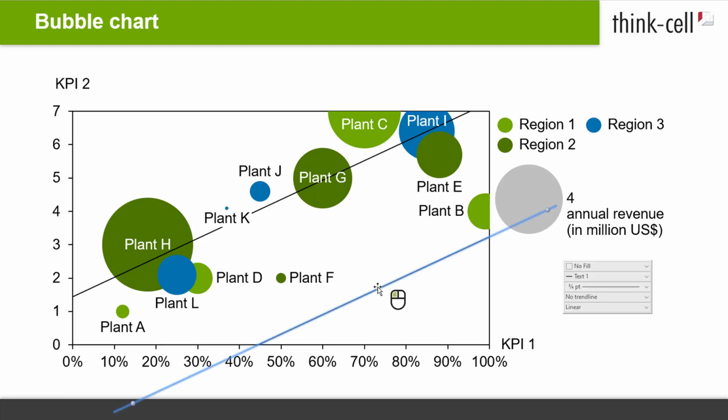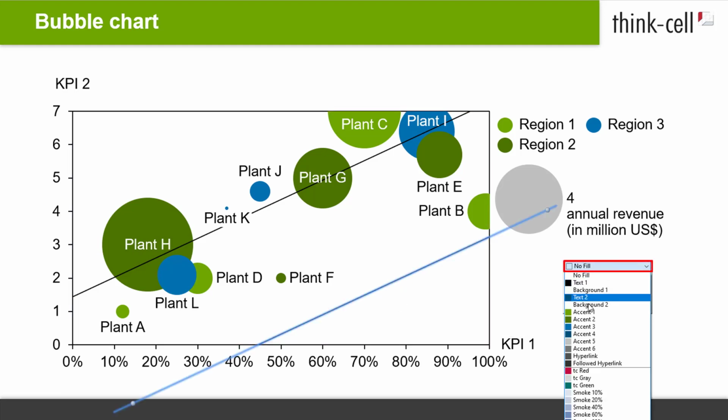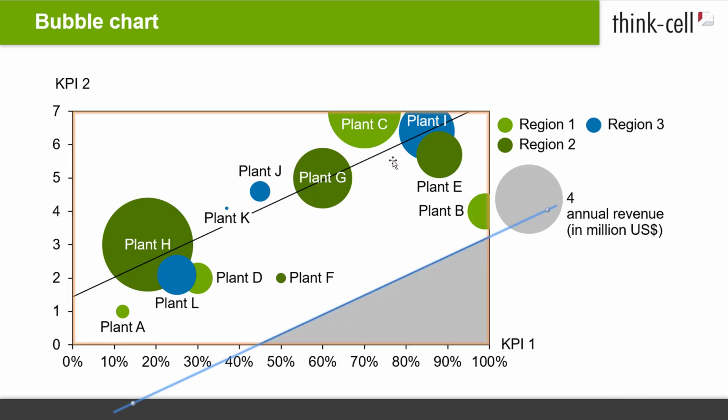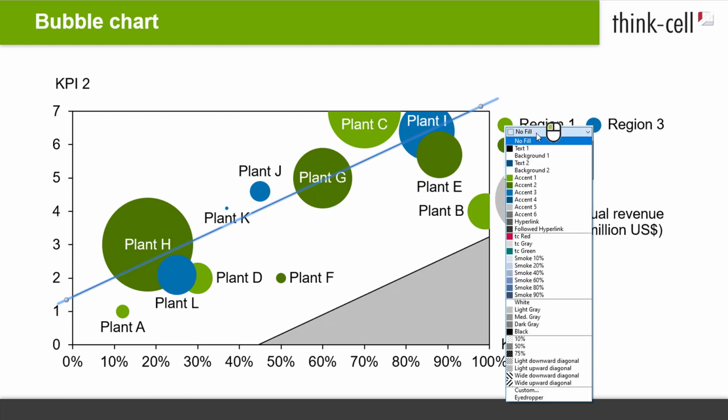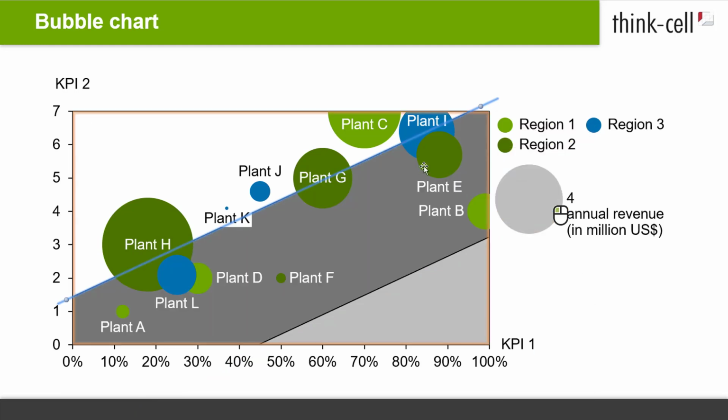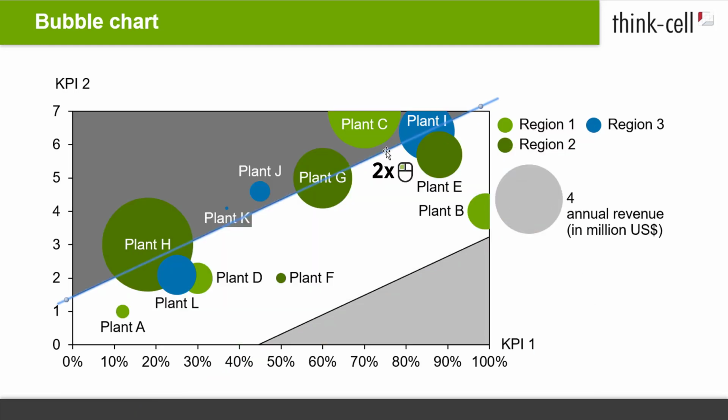Finally, left-click on a partition line and select a background color from the floating toolbar to highlight the different ranges in the bubble chart. Repeat this for other partitions. Double-click on a line to flip the filled area to the other side of the partition. Now you are done. Your bubble chart is complete.